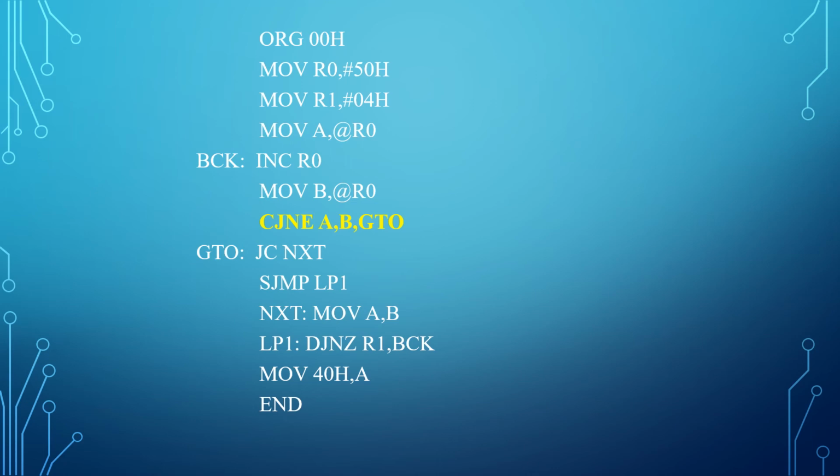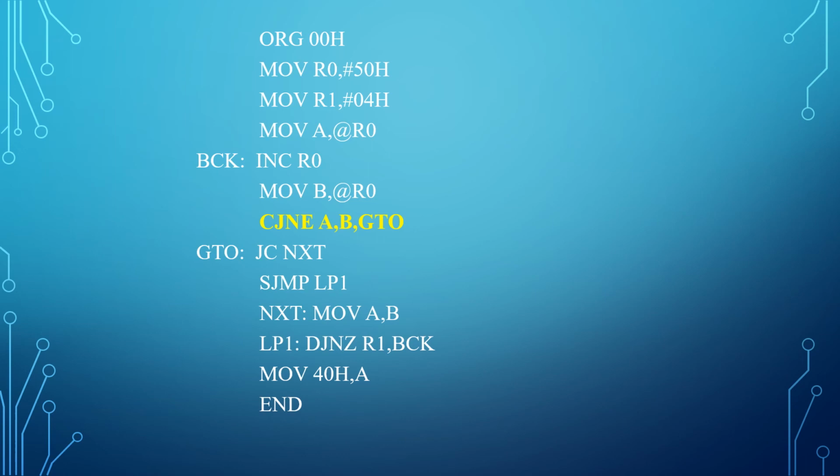That means we are finished with one comparison and we have 3 more comparisons to perform. So we'll branch to the location labeled BCK. There the instruction is INC R0, so we'll be incrementing the register value to 52. Presently it was 51. When we say INC R0, that gets incremented to 52. That means register R0 will point to address 52 in the database.